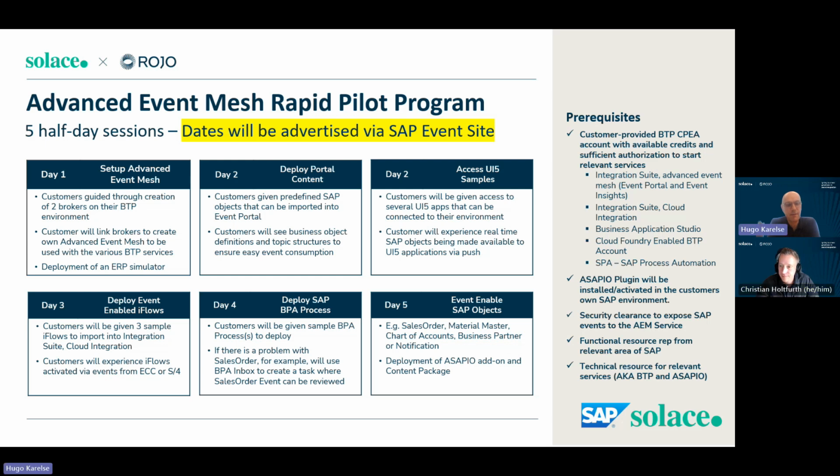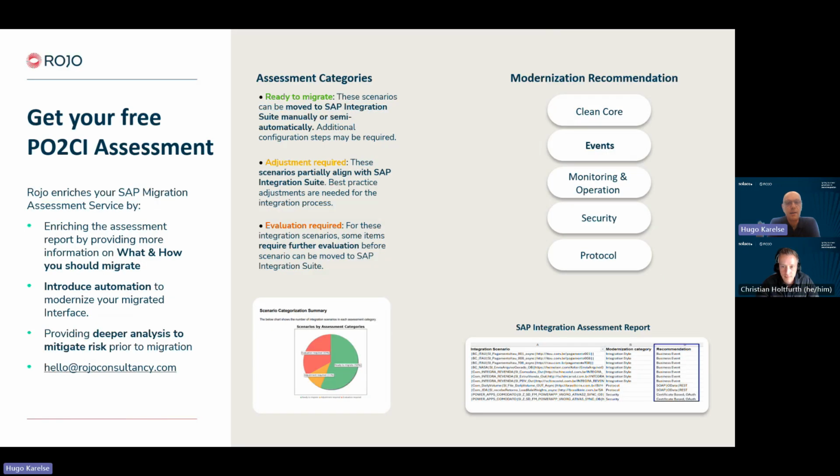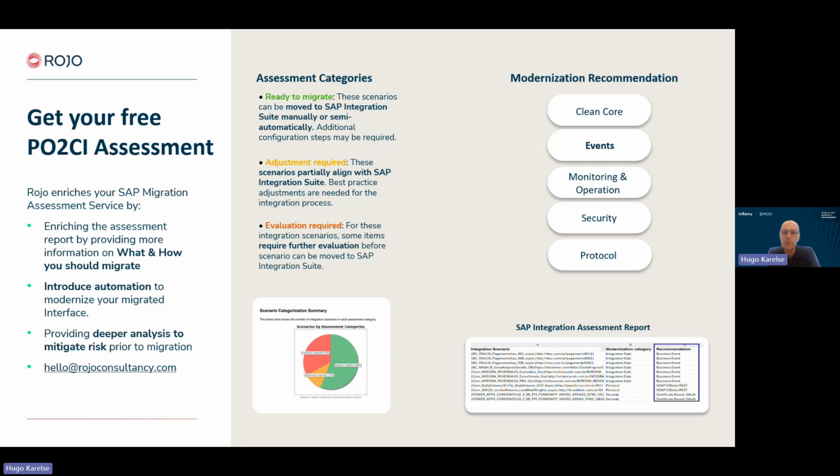Thanks, Hugo. Thanks, Christian. The other way, if you haven't started your transformation from PO to CI yet, and you want to understand how to approach this modernization, a PO to CI assessment will give you a good starting point to understand how to modernize your integrations. We offer a free PO to CI migration assessment and help you understand how to get started with your clean core strategy. As a starting point, we'll take SAP's own migration assessment, and we'll help you to understand the content of this assessment and provide you with insights on how to enrich it. Through automation, we can apply it to the migration assessment. So if you are interested, please reach out to us via the chat, or you can contact us at hello@rockwellconsultancy.com.